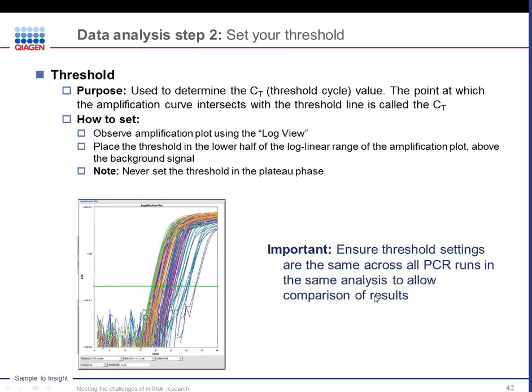Your threshold is used to determine the CT, or threshold cycle, value. The point at which the amplification curve intersects with the threshold line is called the CT. How should you set this? First off, observe your amplification plots using log view, and place your threshold in the lower half of the log-linear range above the background signal. As a first note, be sure to never set your threshold in the plateau phase. And like the baseline, be sure that your threshold settings are the same across runs being analyzed.